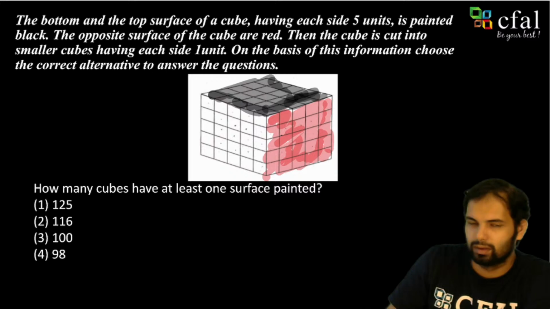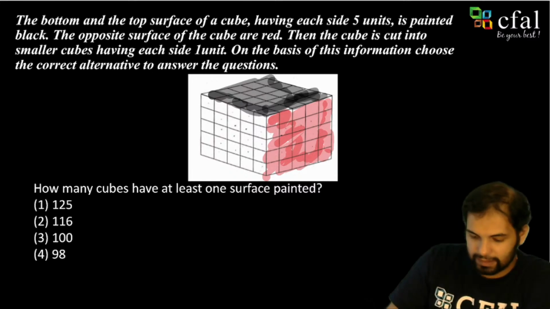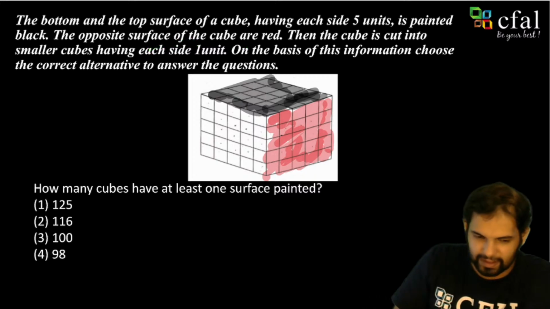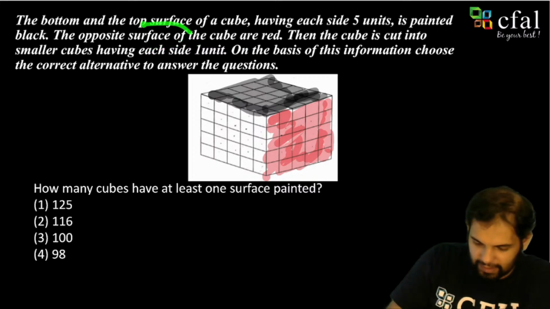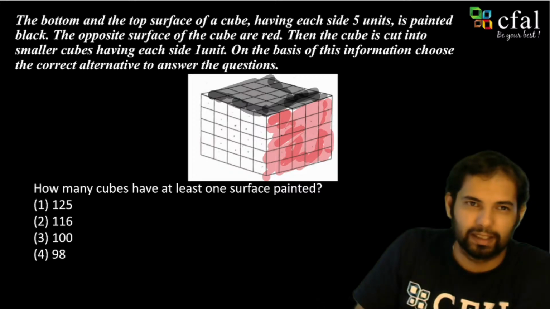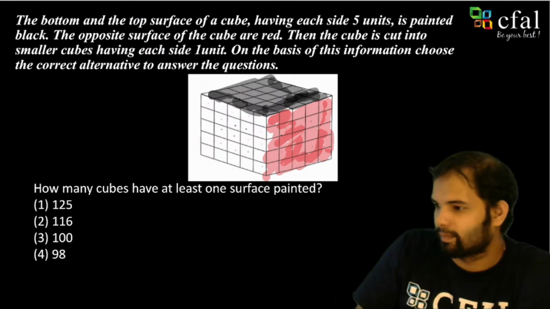Sir, is the side opposite to red also painted, sir? Yes, it's given, right? The opposite surfaces of the cube are red. So the bottom and top surfaces are painted red, and the opposite surfaces of a cube should be surfaces, right? Red. Yeah, there are two surfaces here, opposite. The other side also is red. That's what it's meant. Two surfaces, both are red. Okay, that's your doubt, right?